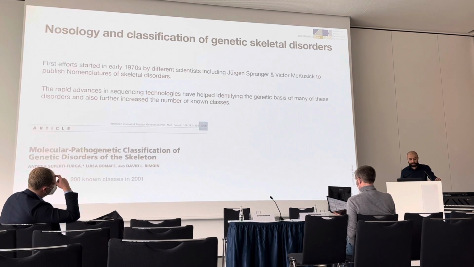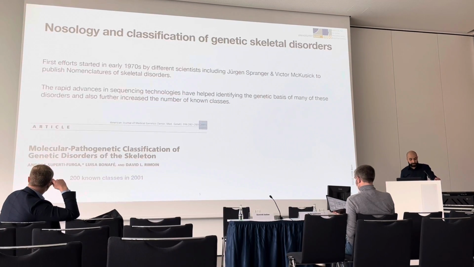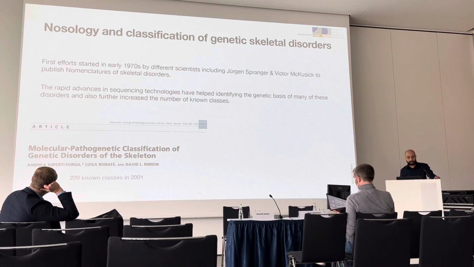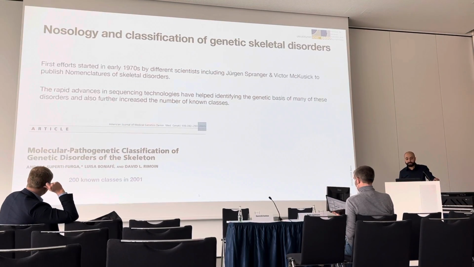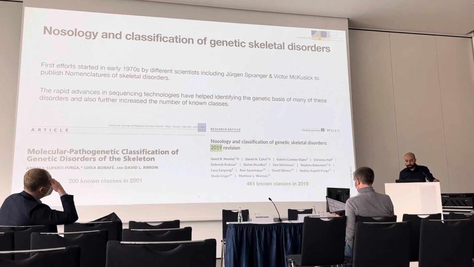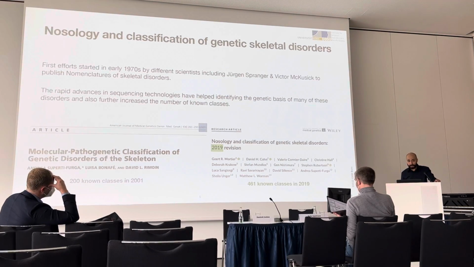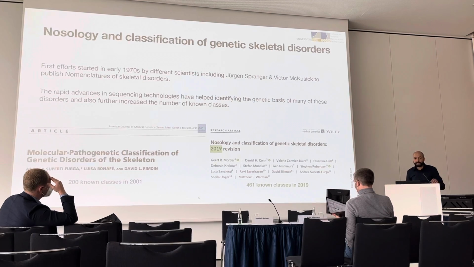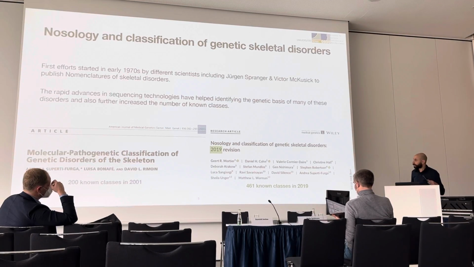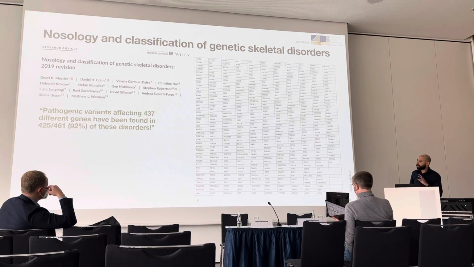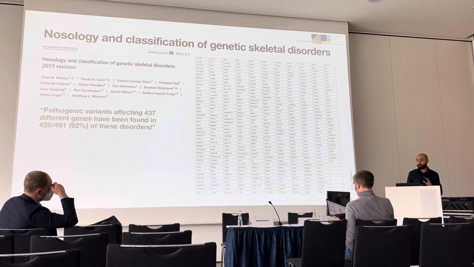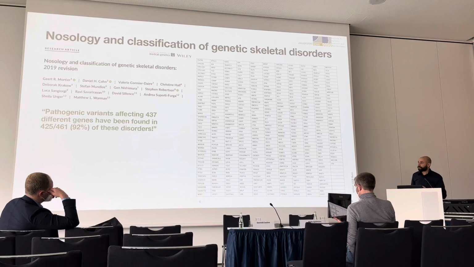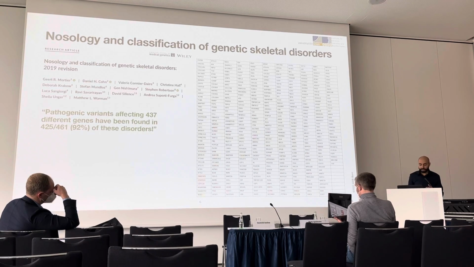To have a sense of that, in the article from Sepetifigo et al. 2001, they classify around 200 classes of skeletal disorders, and in the most recent Nosology and Classification publication in 2019, that number has increased to 461 classes, more than double in less than 1 decade. The pathogenic variant causing 437 of these 461 disorders are known. These are the genes I show here.